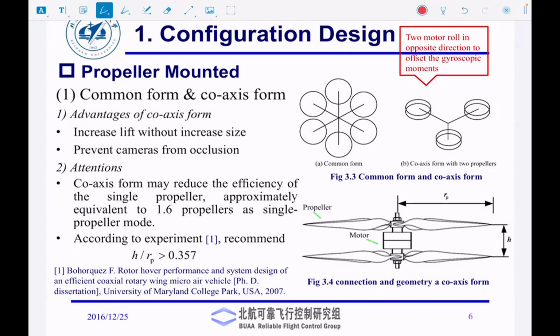That's why there needs to be certain distance between those two motors, basically between those two props, so that you actually minimize the effect because of the downwash. And that's what they say, that this H divided by RP, where RP is the radius of the prop, has to be greater than 0.357. They did experiments and they found out this sort of ratio.